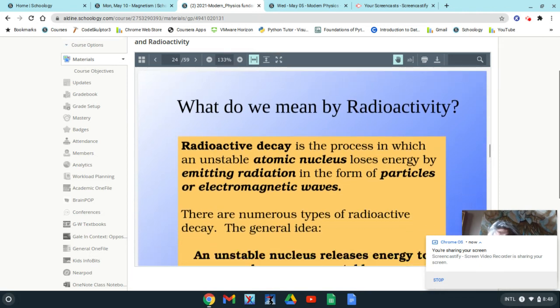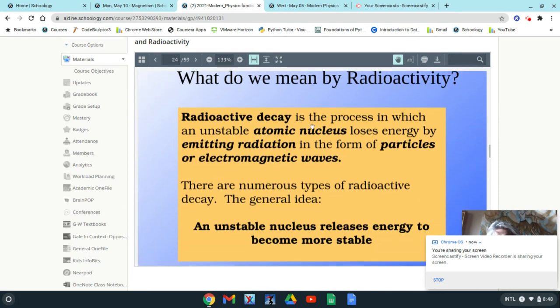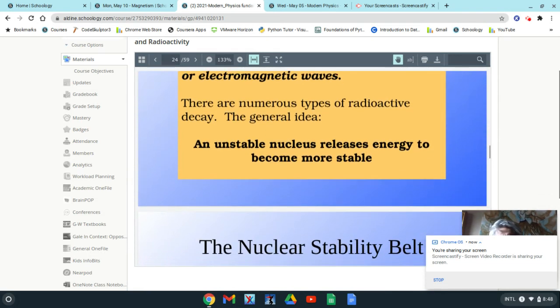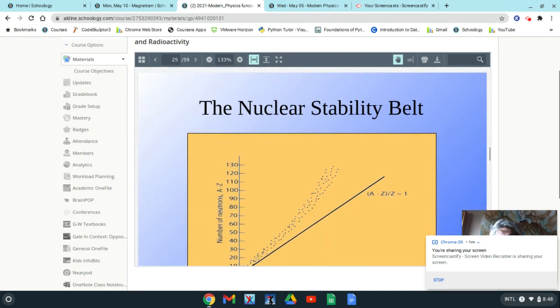Okay, so what do we mean by radioactivity again? Radioactive decay is a process in which an unstable atomic nucleus loses energy by emitting radiation in the form of particles or electromagnetic waves. So either we're going to be getting a beta particle, an alpha particle, or gamma radiation, which is the electromagnetic wave. And again, it is doing this so that it can become more stable.